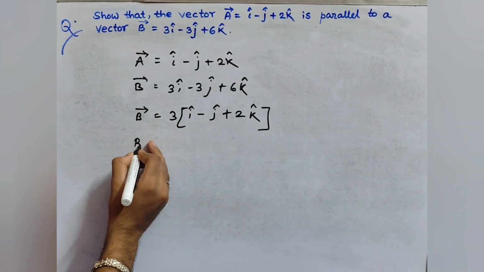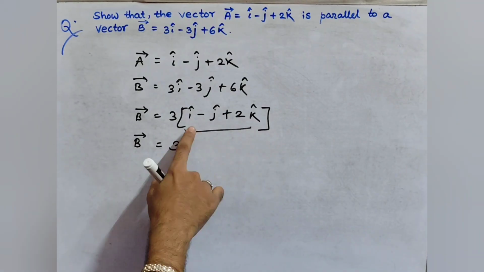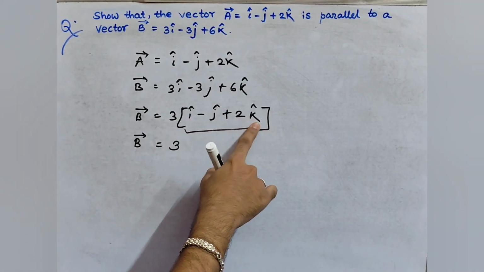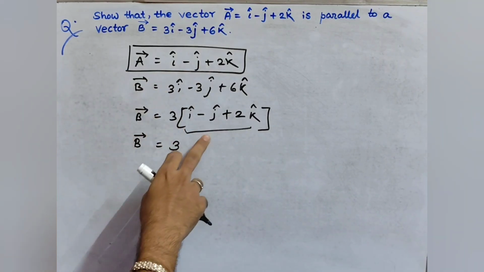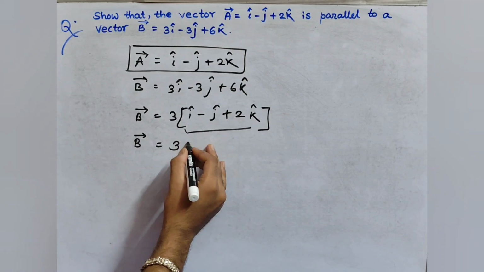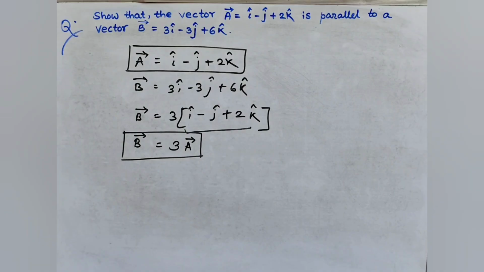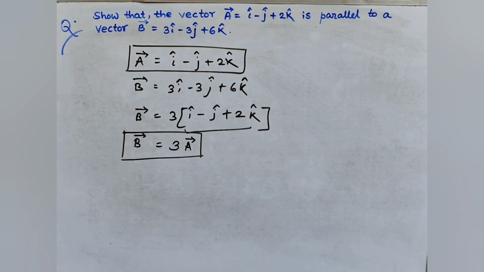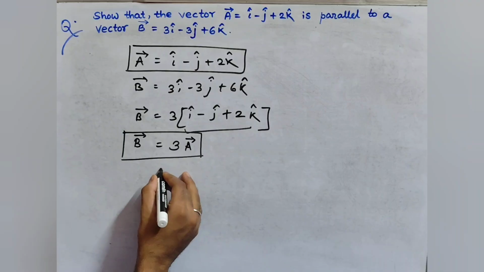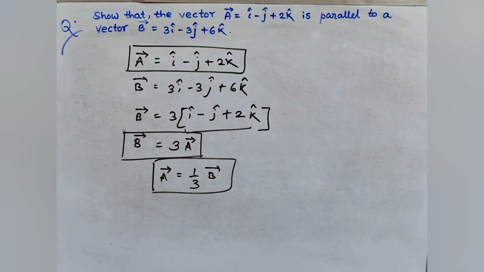Okay, so B vector is equal to thrice of, now look at this vector very carefully, i cap minus j cap plus 2k cap. This is also vector A, i cap minus j cap plus 2k cap. So this vector is vector A. So B vector is equal to thrice of A vector. That is why we can say that these two vectors are parallel with each other. Understood? You can also write it as A vector equal to 1 by 3 of B vector. Both of these are the same.